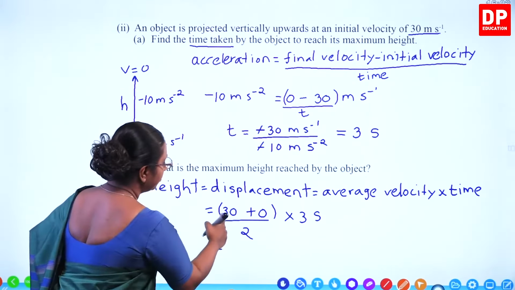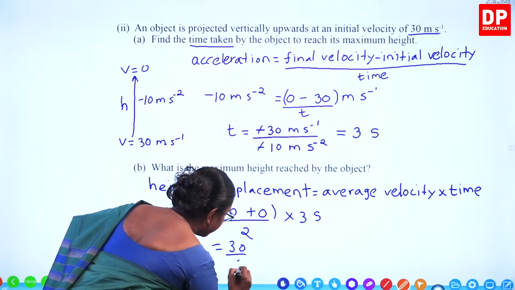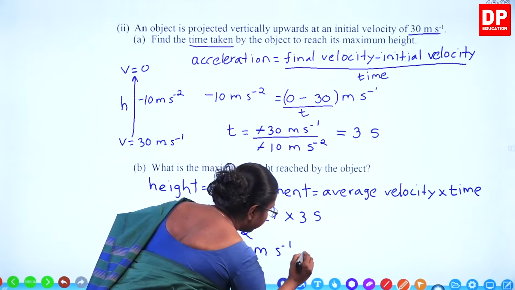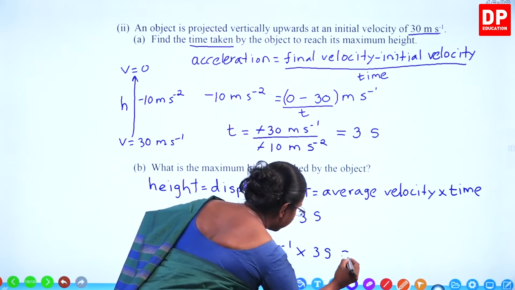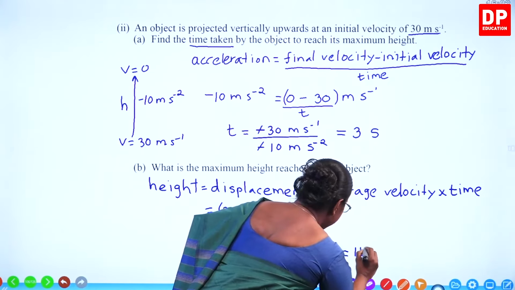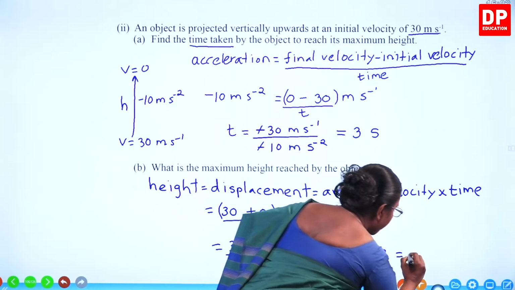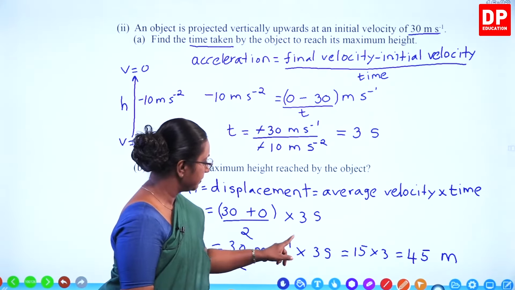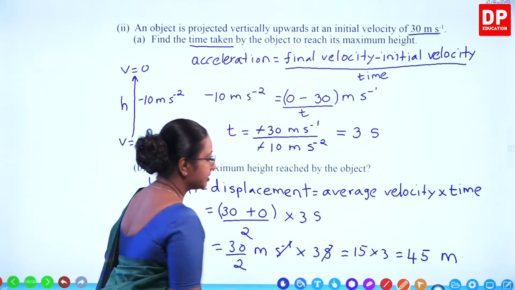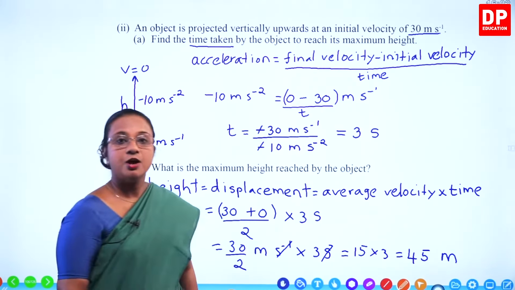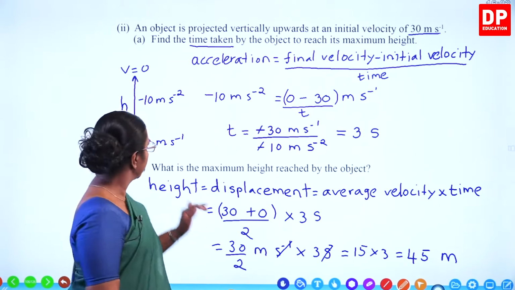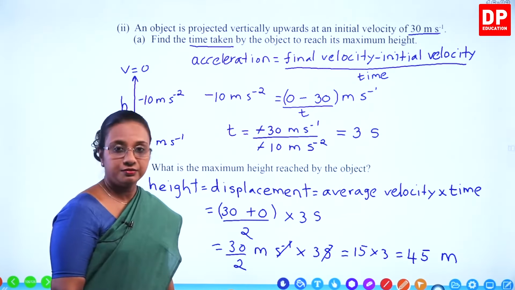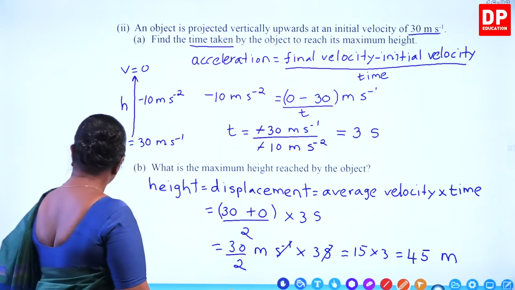So that will give you 30 divided by 2. That will be the average velocity, 15 meters per second, into 3 seconds, that is equal to 15 into 3, 45 meters. So here the meter per second and second get cancelled off, so we get the unit as 45 meters. The maximum height reached by the object is going to be 45 meters. We'll go to the next question.